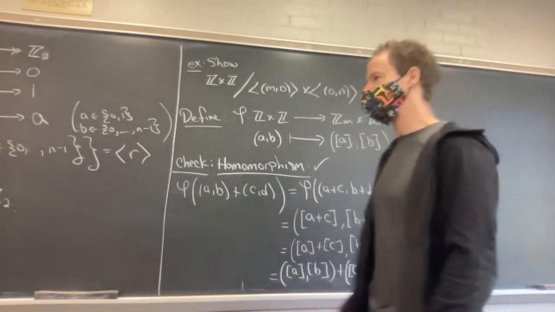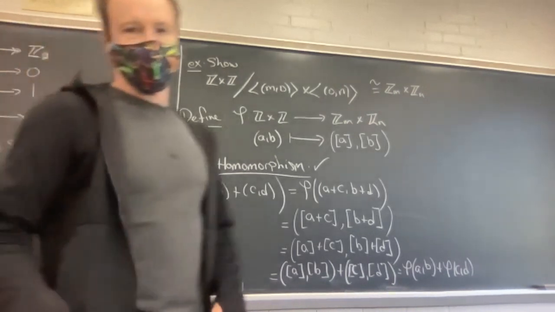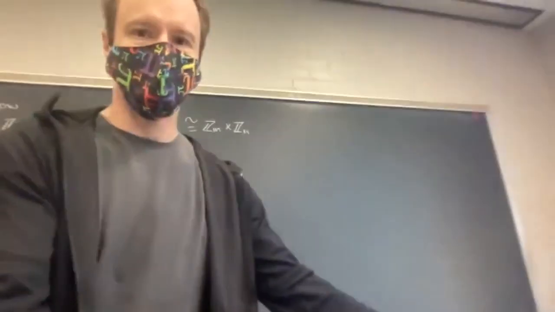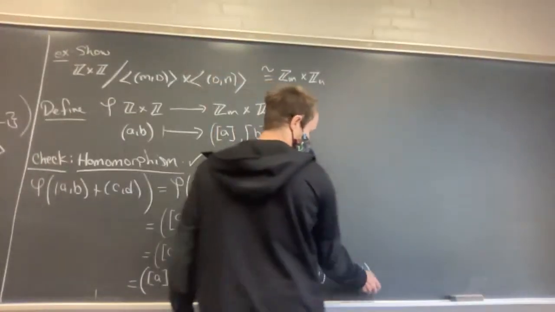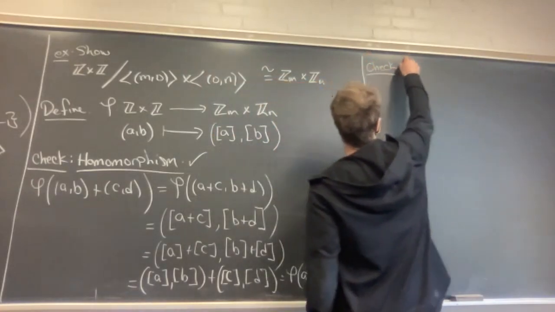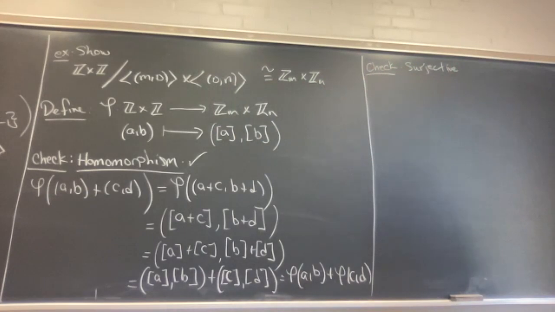So it's a homomorphism. That means that the group mod the kernel is isomorphic to the image, but we would like the image to be everything. So that means that we need to check that it is surjective as well. So let's check surjective, onto. But there's not really much to do here. We just have to take an element from Zm cross Zn and find someone that lands on that.